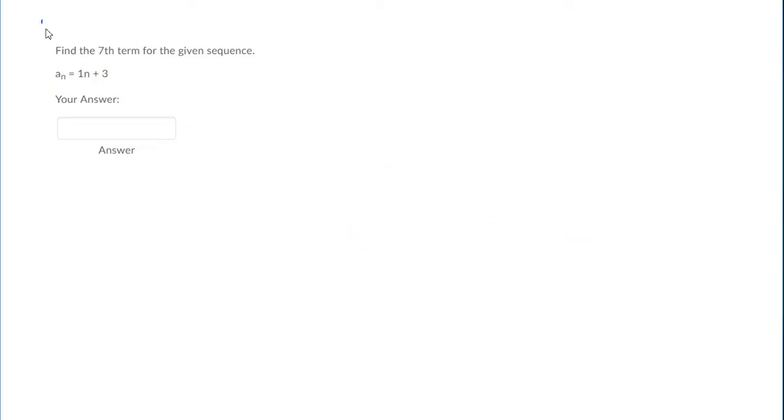Okay, we're on problem number 3 here. They want the 7th term of the sequence. The 7th term essentially means my index value would be 7. So I would have to build my terms, a1, a2, all the way down to a7. We could go beyond that, but they're just asking about a7. So how would I find that? I'll do the first couple with you, and you can figure out the rest.